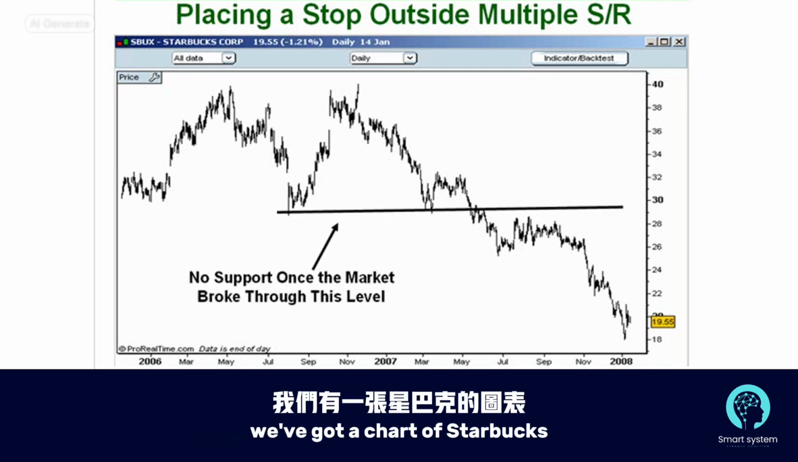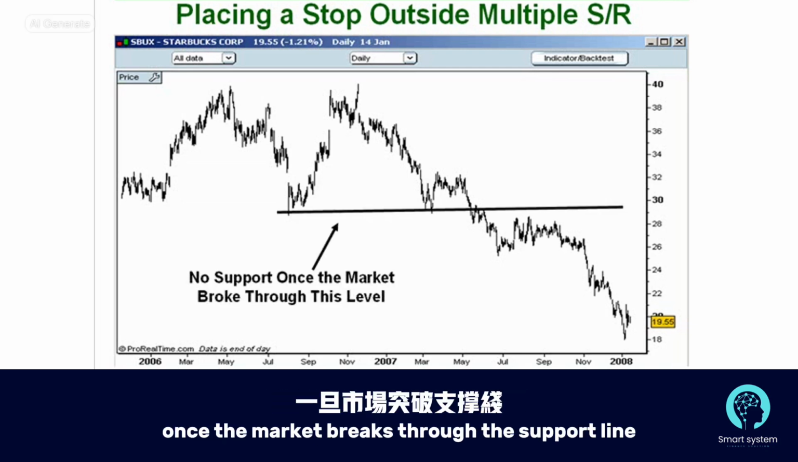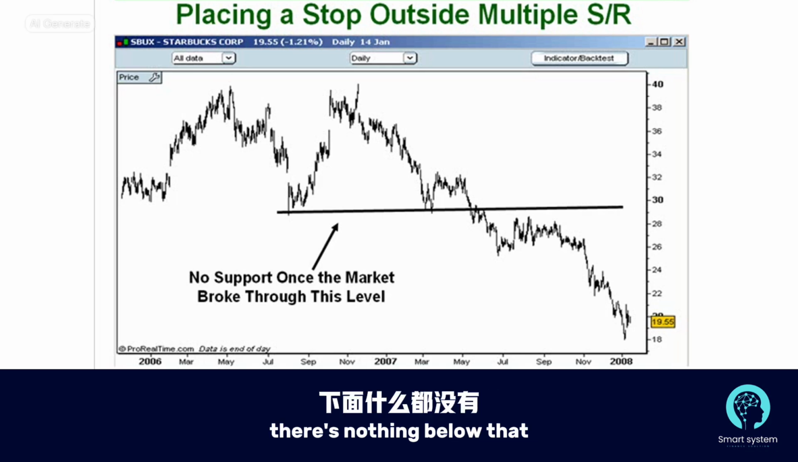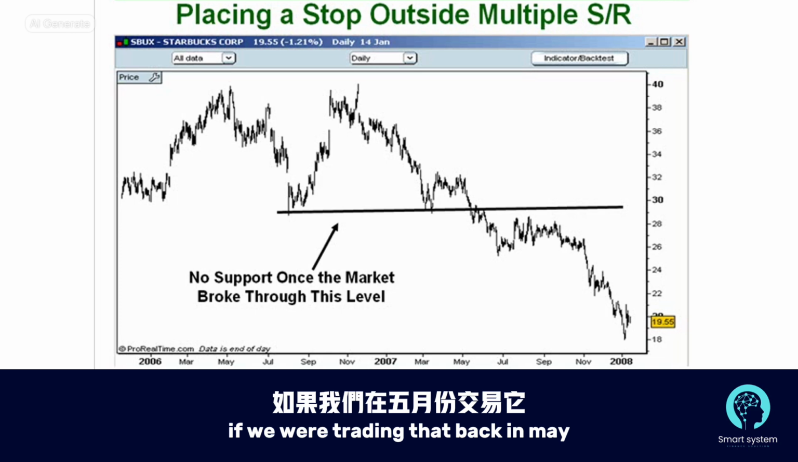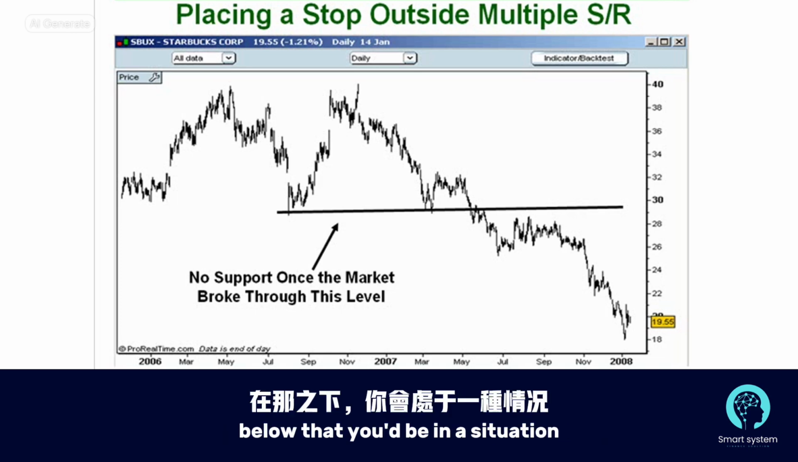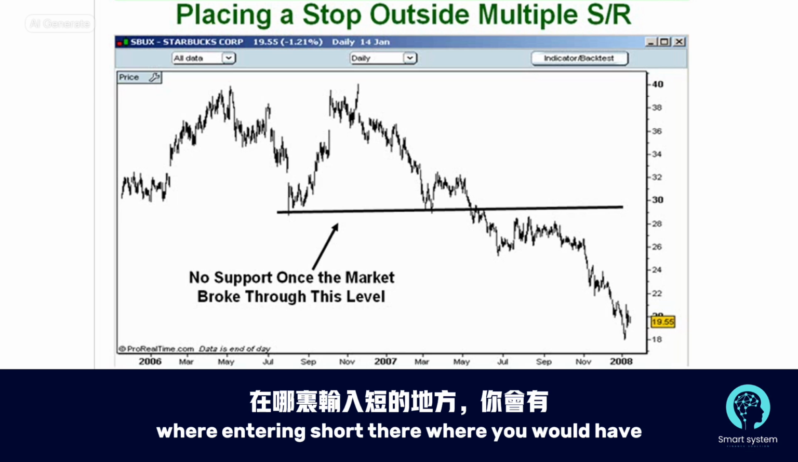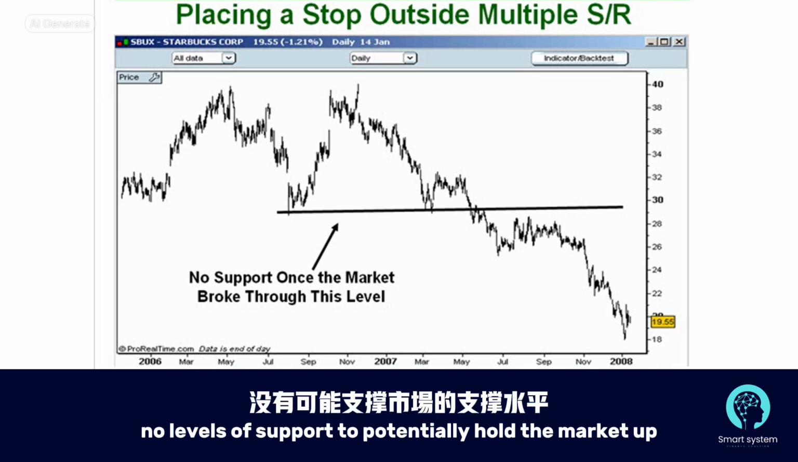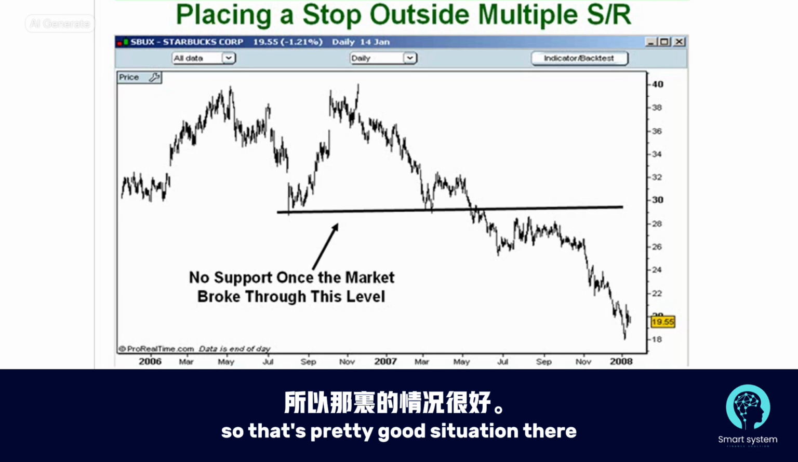We've got a chart of Starbucks. Once the market breaks through the support line, there's nothing below that. If we were trading that back in May, that would have been completely white space. Below that, you'd be in a situation where entering short, you would have no levels of support to potentially hold the market up. So that's a pretty good situation there from a short entry standpoint.